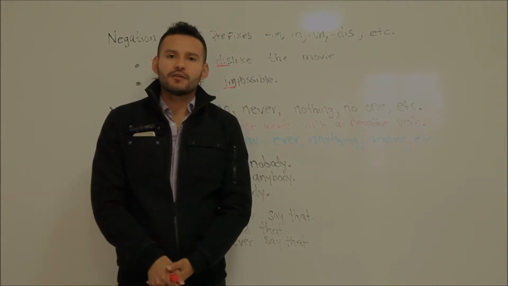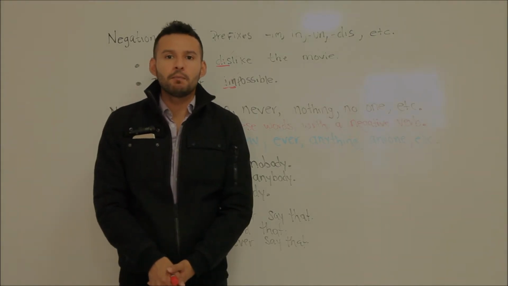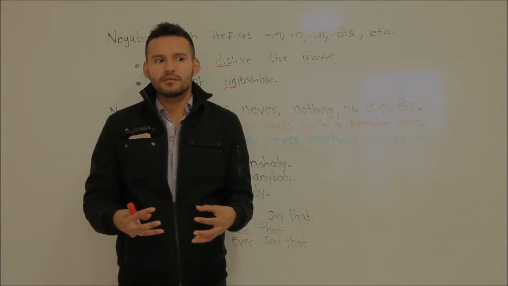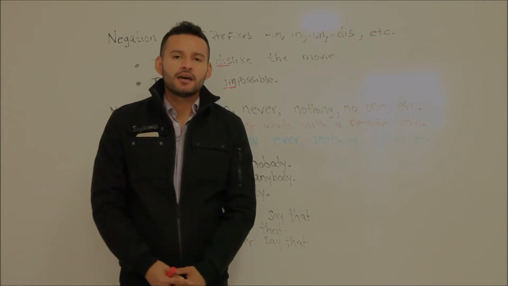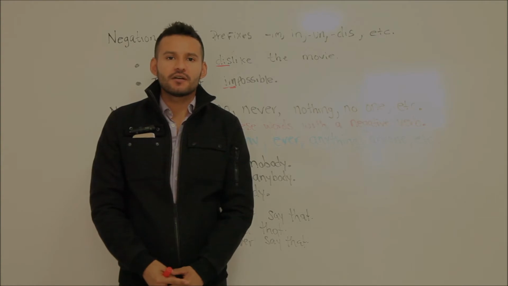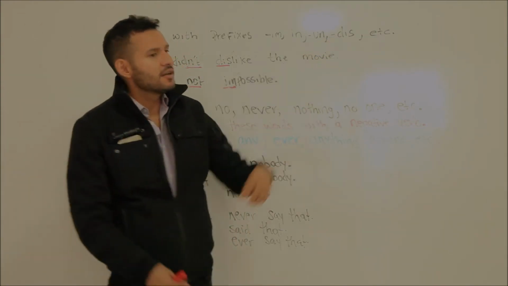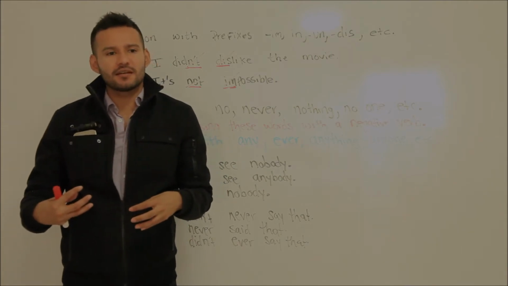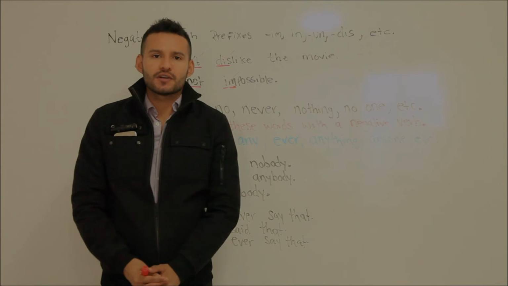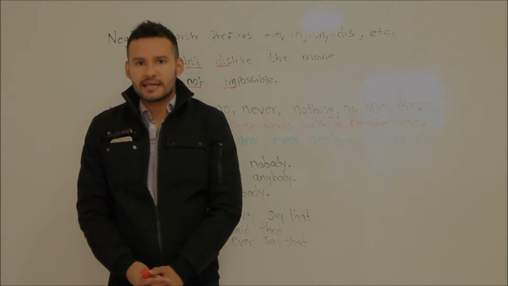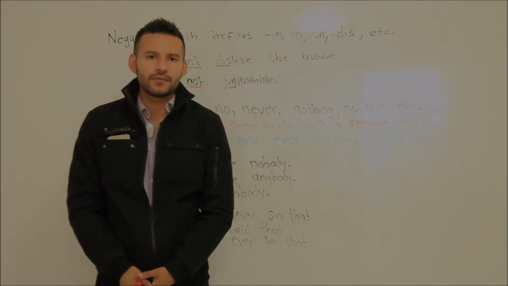So for example, if you take the adjective possible and you add the prefix im, impossible basically means not possible. And similarly, if you take the verb like and you add the prefix dis, the word dislike basically means not to like something. So for example, if I say that I dislike something, I don't like it.